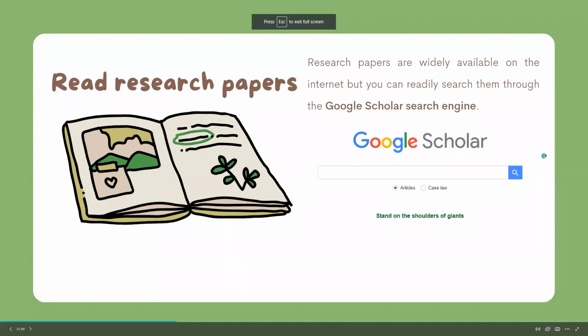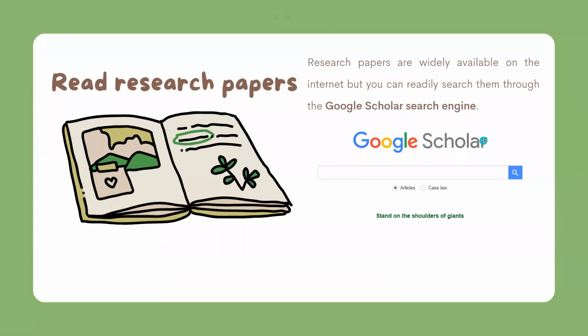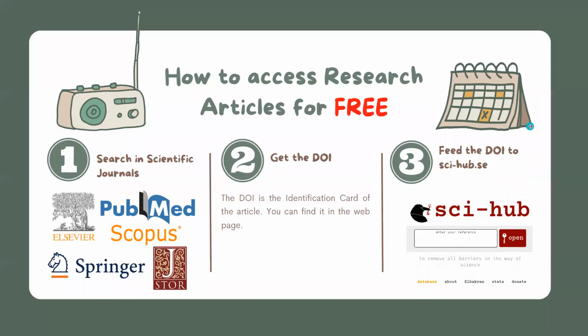If you can find a research paper that doesn't need payment, that's better. But there's no problem if it requires payment, because there is a way to access research articles for free. It's my personal conviction that research articles and knowledge should be free. It should not be taxed. It should not require payment. So let's try now. First step would be searching in a scientific journal.